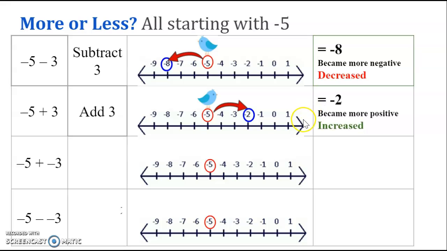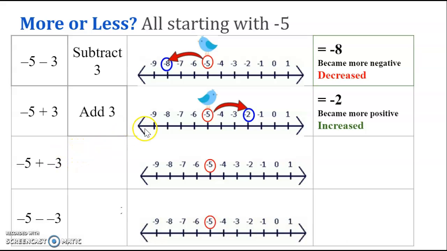So the answer is -2, and notice what happens. We started off with -5, but the answer became more positive. Why? Because we added a positive number. So the value actually increased, or became more positive. What about this?